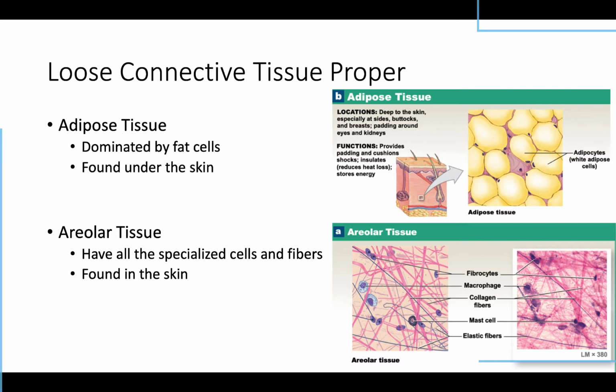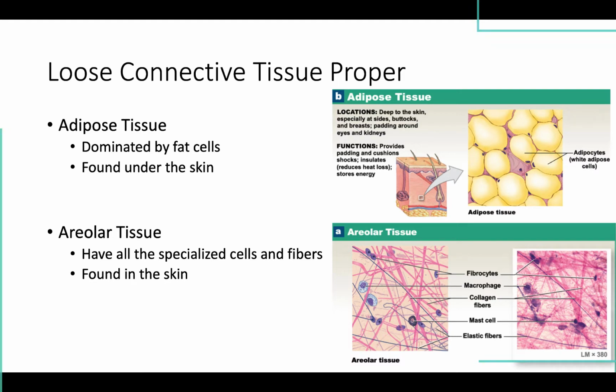Adipose tissue. The fibers in here are not tightly packed together. In adipose tissue, we have these big yellow cells called adipocytes. They're fat cells. So this tissue is dominated by fat cells, and we find this in places like under your skin because it helps with insulation. Areolar tissue is the other type of connective tissue proper. This is the one that has all those specialized cells and all three types of fibers, and so you can see this kind of mix. That's what areolar tissue looks like.